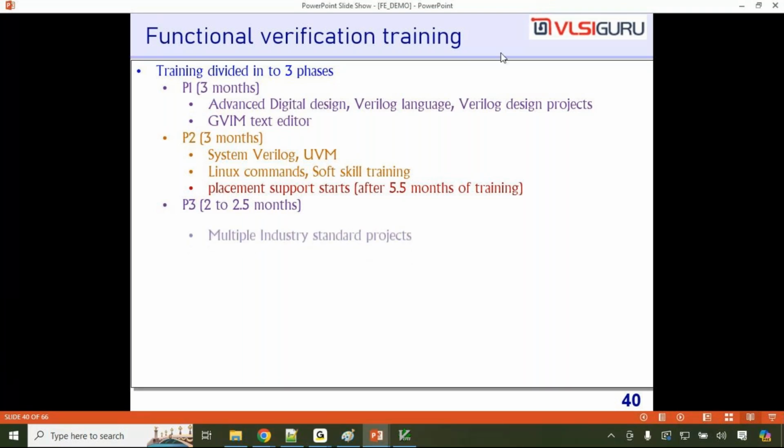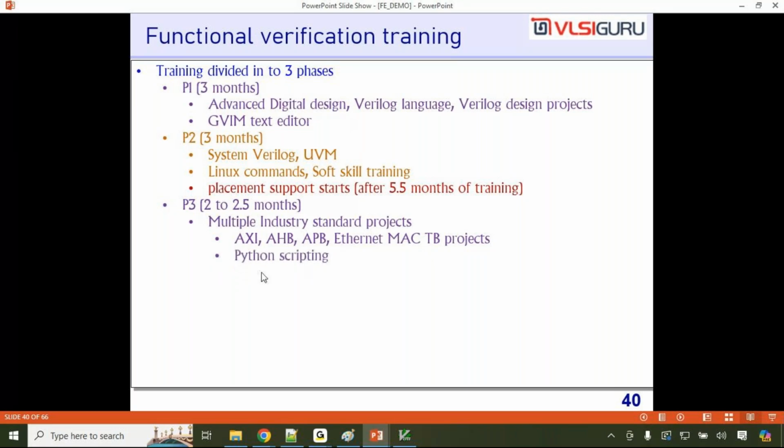Phase 3 will be focused on multiple industry standard projects. The projects on standard protocols like AXI, AHB, APB, Ethernet MAC, these kinds of projects. Also, we'll teach Python scripting. We'll also teach SoC flow concepts, flow basics. In this period, phase 1 and phase 2, the first two things, will help you in getting the job. Phase 3, the one where you do the industry-level project, will help you perform in the job.